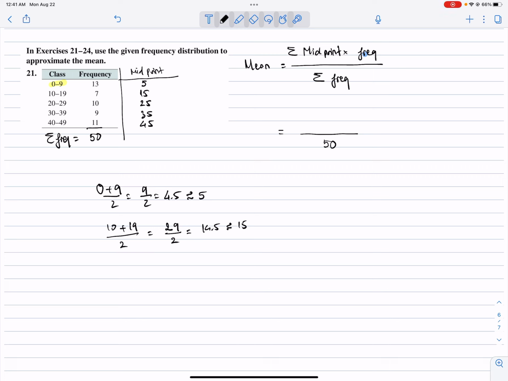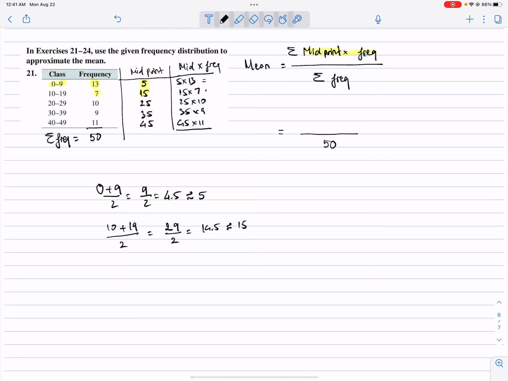Then we need to multiply the midpoint and the frequency together. So midpoint times the frequency. So the midpoint is 5 and the frequency is 13. So 5 times 13. The midpoint is 15, the frequency is 7. So 15 times 7. 25 times 10. 35 times 9. And 45 times 11.